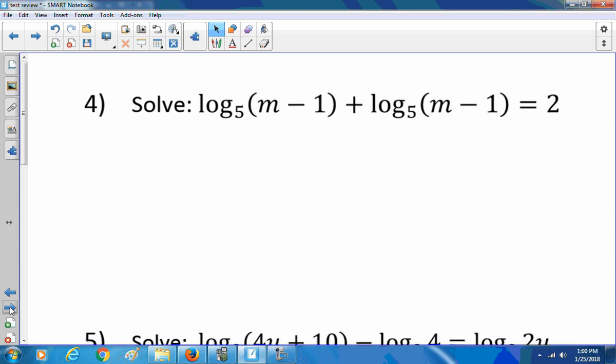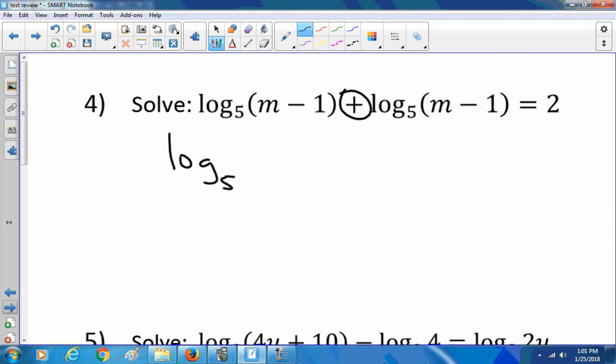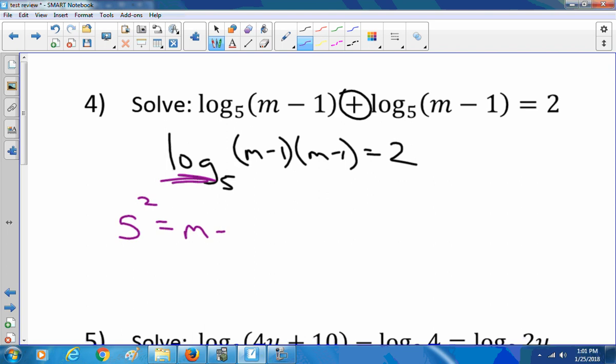Number 4. We went over this a lot in class during your test review, because this is the most missed question on that quiz we took. Addition. We're not distributing logs, we're not doing any of that. Log base 5. Addition means multiplication. m-1 times m-1 equals 2. What is the only way to get rid of a log? Just like we did in the last problem, exponential form. So it's 5 to the second equals m-1 times m-1.